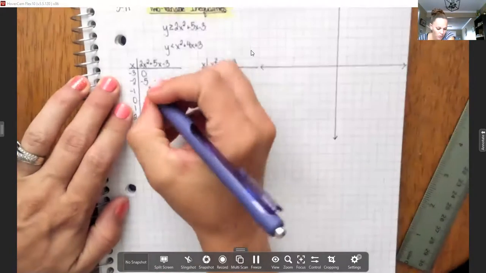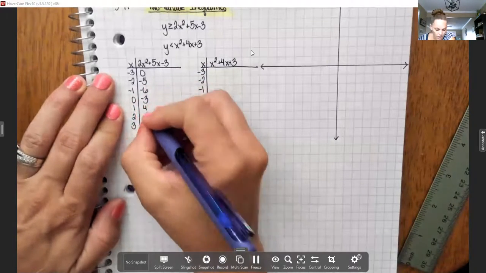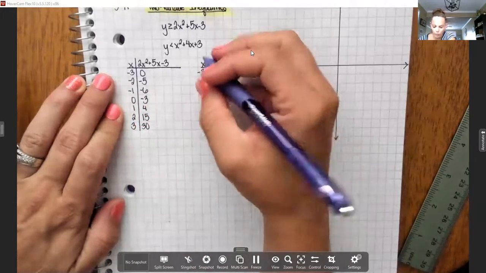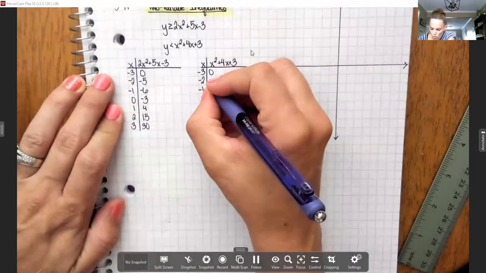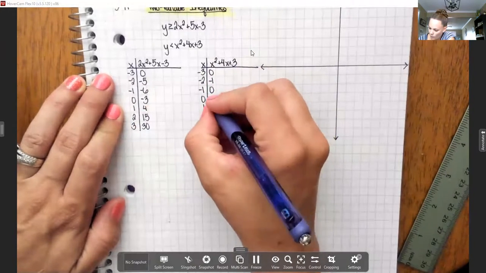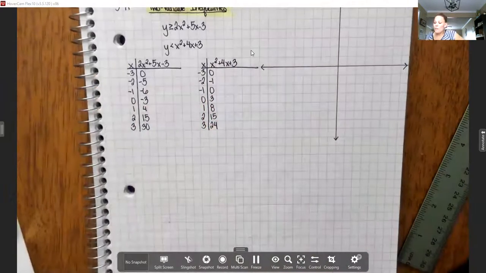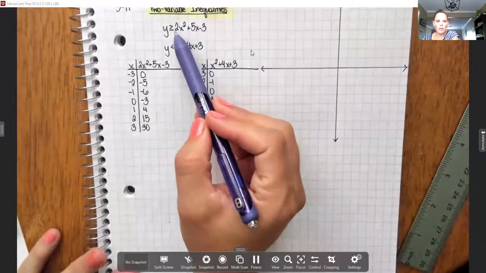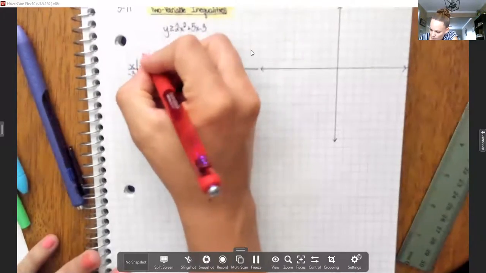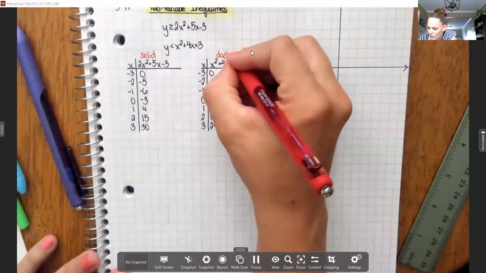So hopefully you were able to plug a few of these in just so that you can practice. Again, I am writing what they are here before you graph them. So this first one was greater than or equal to, so this one is going to be solid. When it doesn't have the or equal to, this one is going to be dashed. Keep that in mind.